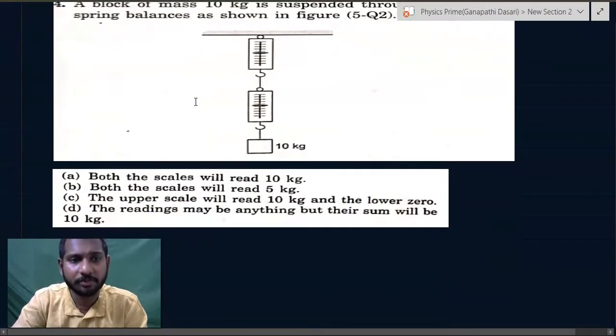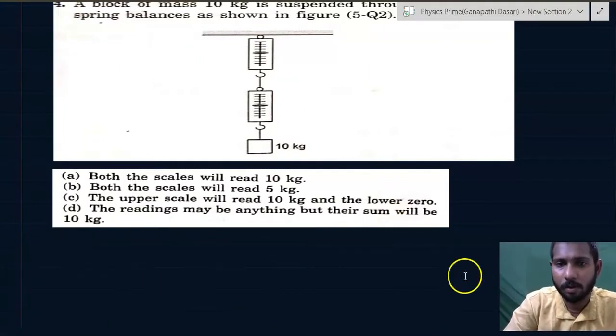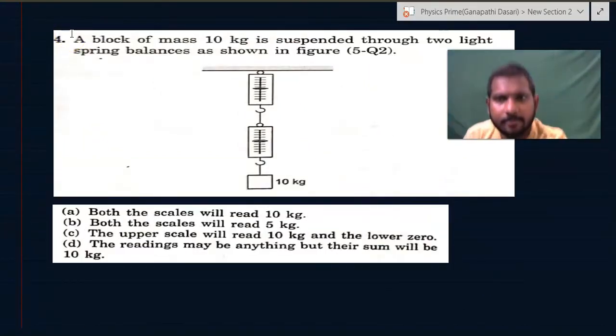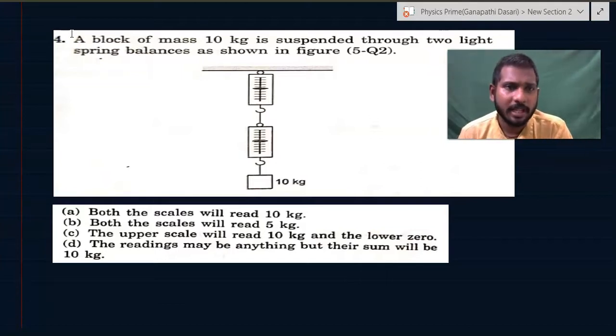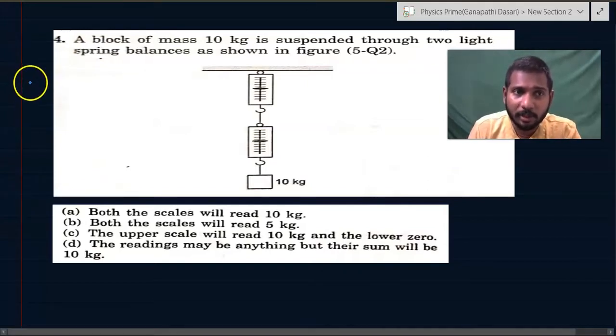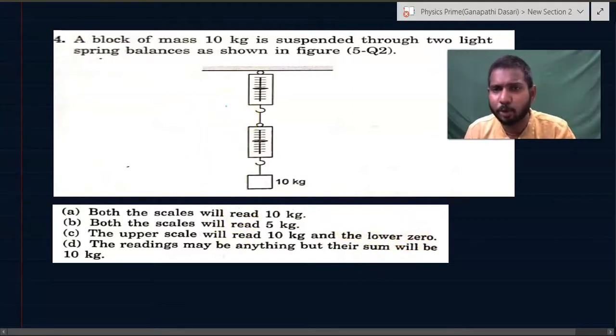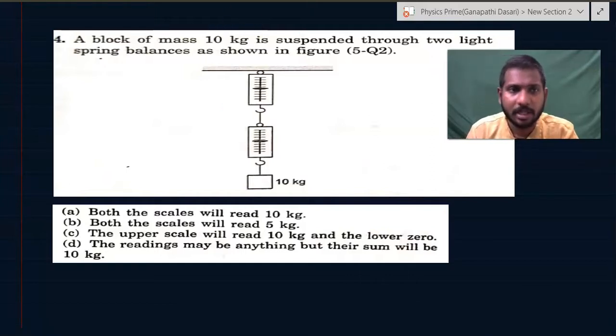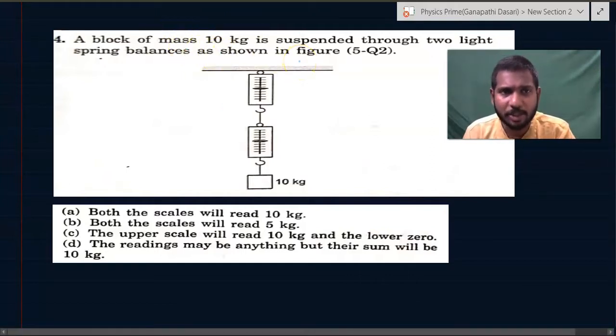Let us go to this next question. See this question. A block of mass 10 kg is suspended through two light spring balances as shown in the figure. My dear students, in this topic, if you want to solve the questions easily, one important aspect that you need to learn is how to draw free body diagrams. And from this question, you will learn one important point. First, let me draw a free body diagram to get a better picture of the same question.